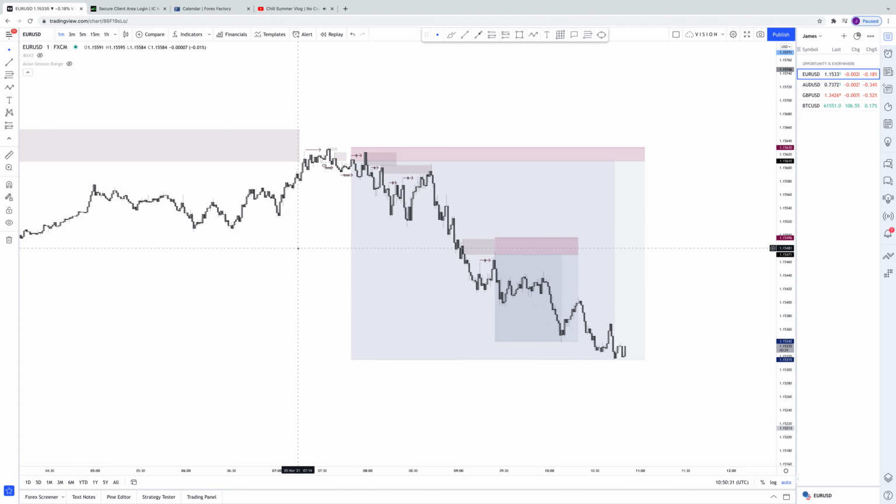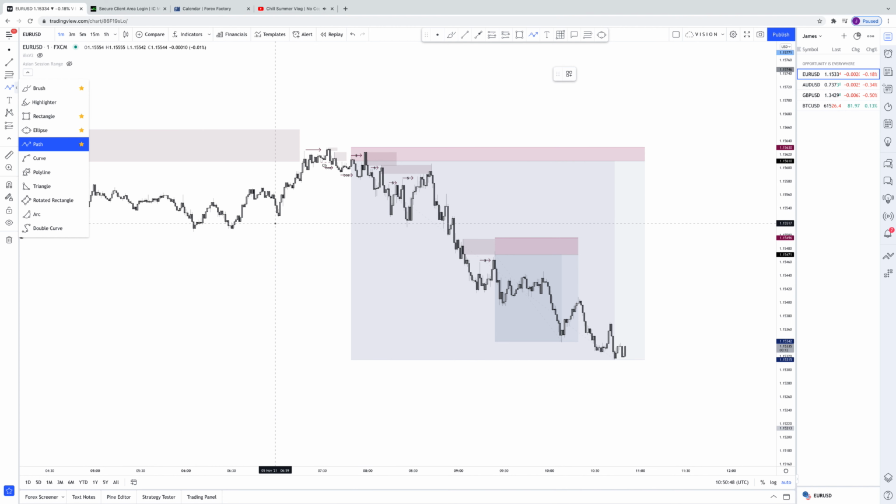So one little exercise I like to do is get this tool. So what's it called? The path, okay, the path arrow thing, whatever it is. And what I do is literally just follow price, every swing high, swing low, sub high, sub low, and just follow it along. So I'll show you.